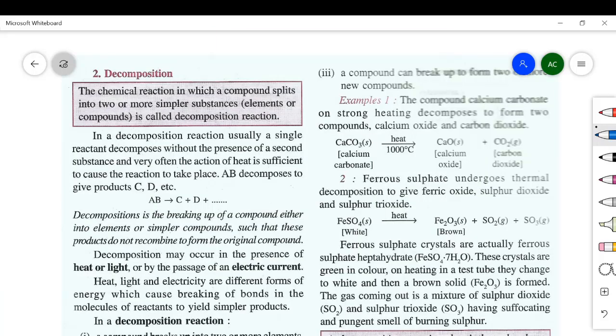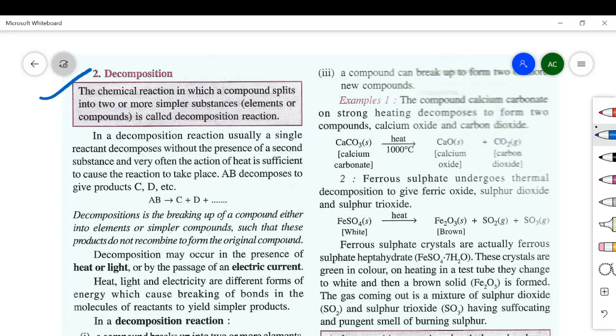Now we move on to the second category of reaction. We have finished already combination or synthesis. The second category is decomposition. Now decomposition reaction is actually the reverse of combination reaction. Here one reactant breaks down into simpler products, two or more simpler products. So let's see the definition.